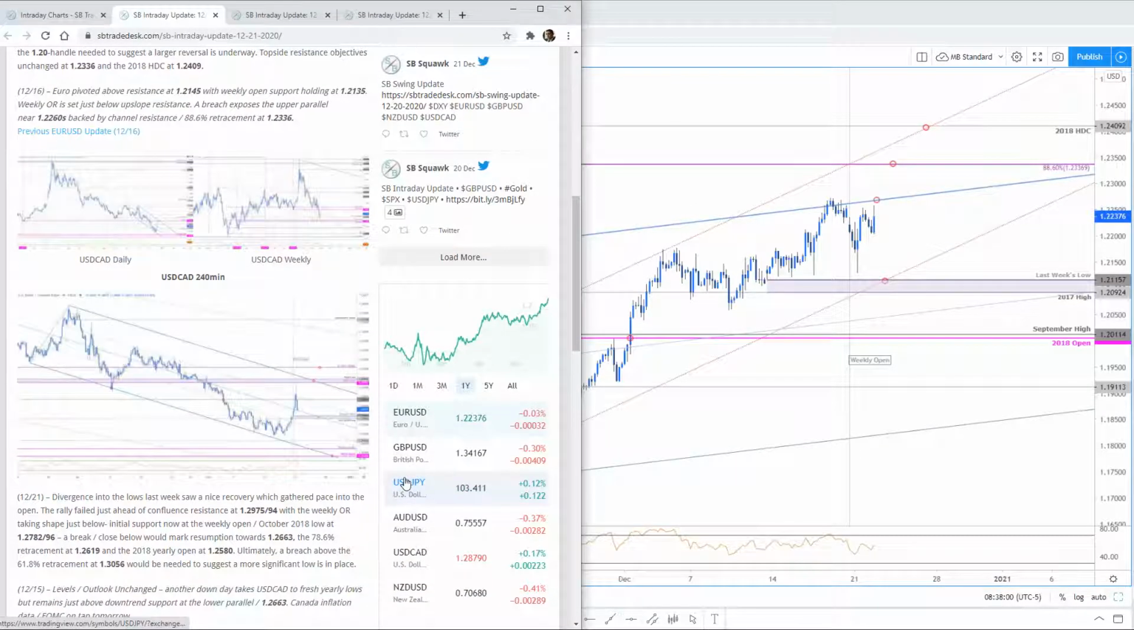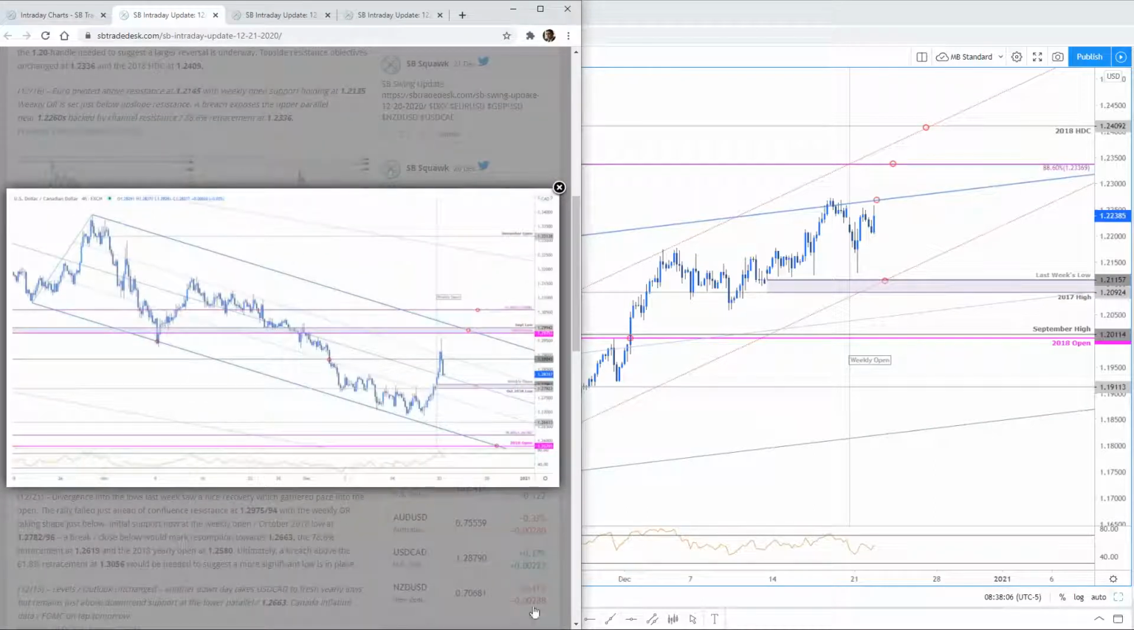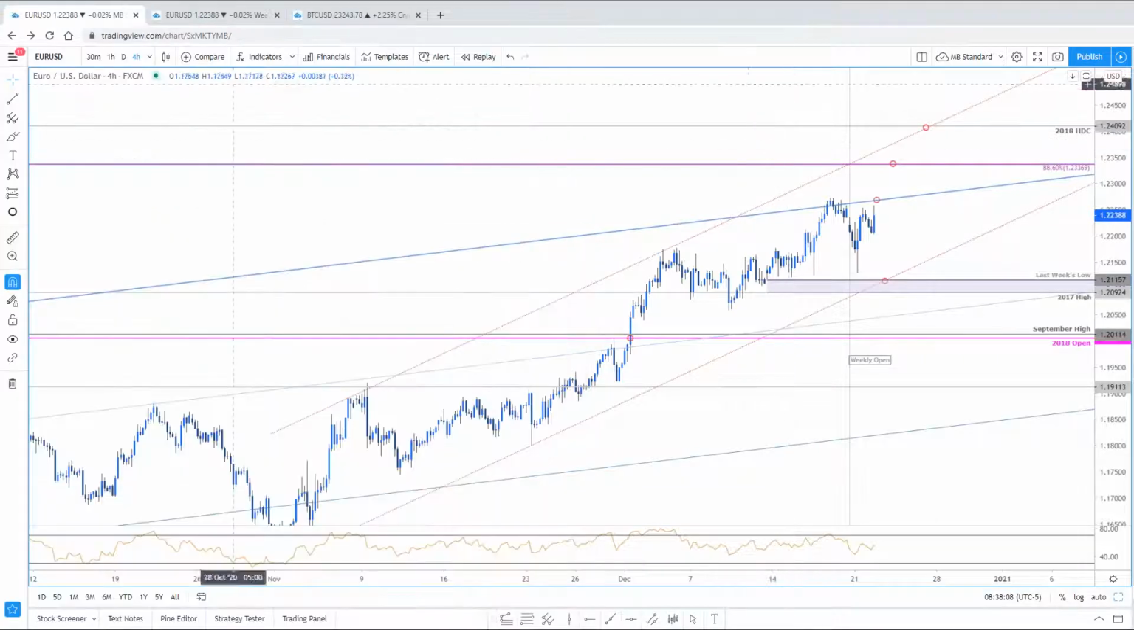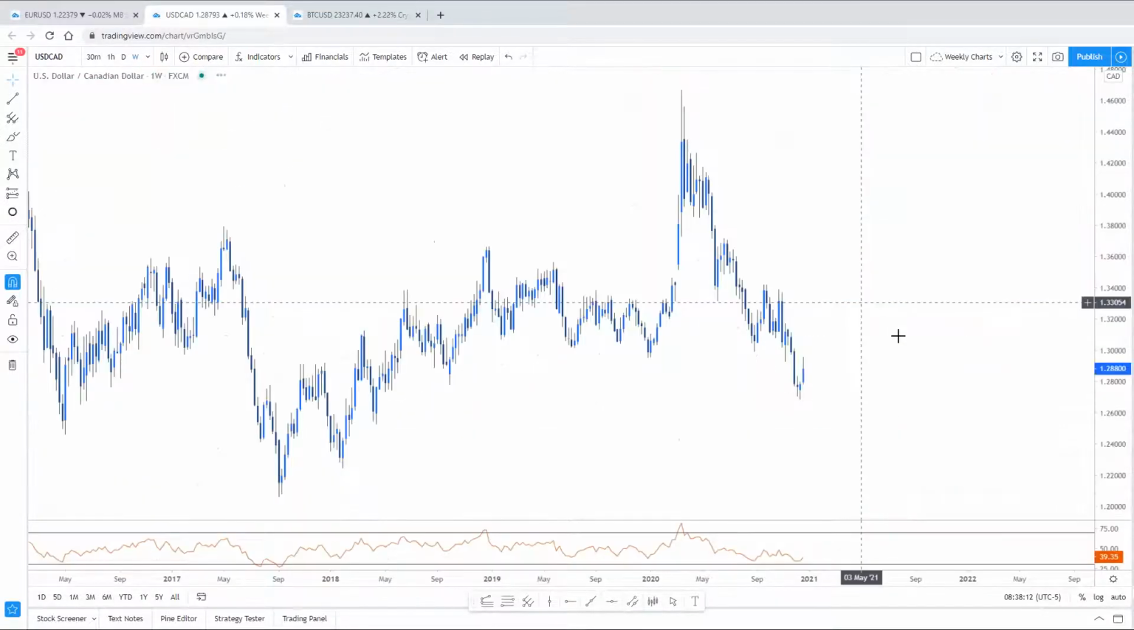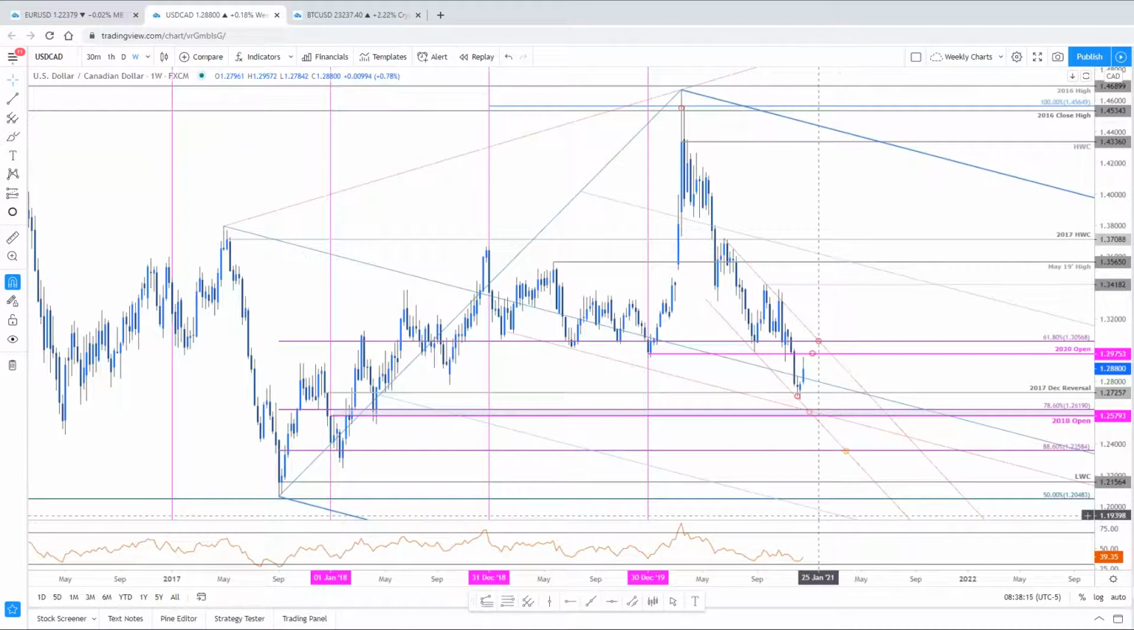Dollar CAD looks like this. Now we had a pretty radical move yesterday, right into the start of the week. Really nice reversal. Take a top-down approach. Here's dollar CAD from the weekly chart. Really big turn from the 2017 December reversal close. So this is a really nice outside weekly reversal off the highs that we made back in December of 2017.